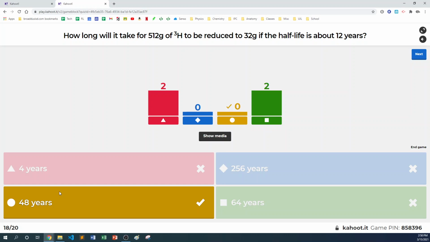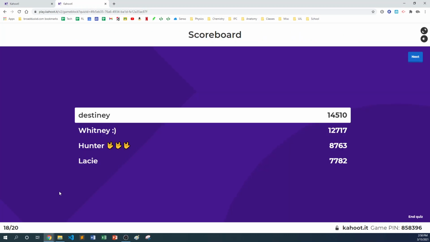We're not there yet, Mr. West. So half of 512 is 256. Half of 256 is 128. Half of 128 is 64. And half of 64 is 32. So that's 4 half-lives. What's 4 times 12? Because each half-life is 12 years. 48. 48. Well, aren't we just smart?